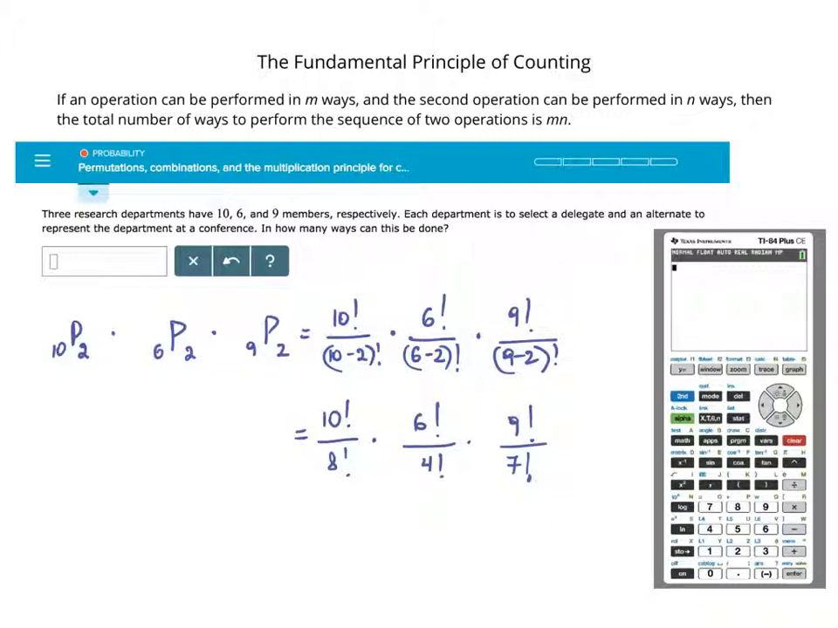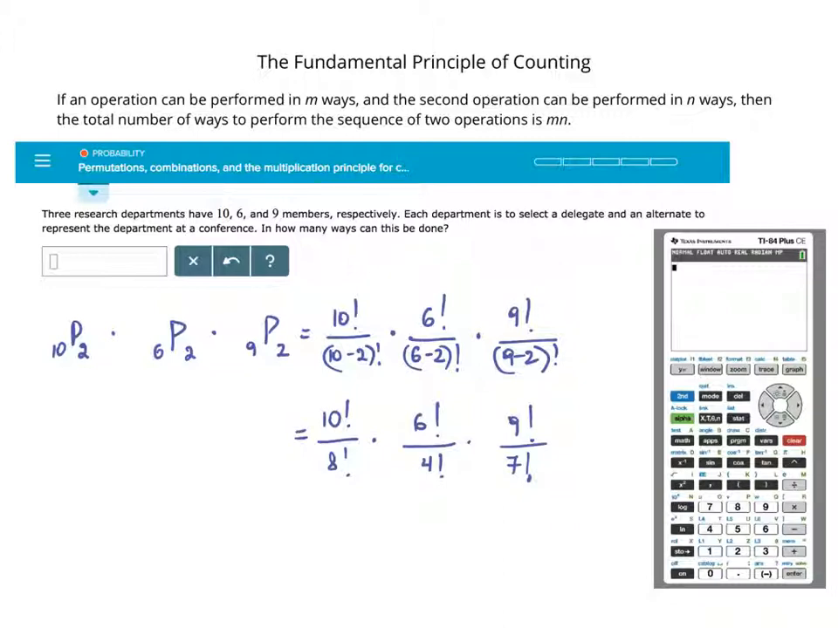It helps us to deal with more than one event, I guess you can say, and we would like to find a combined number of ways for this sequence of events to happen. Here's our example. 3 research departments have 10, 6, and 9 members respectively. Each department is to select a delegate and an alternate to represent the department at a conference. In how many ways can this be done?